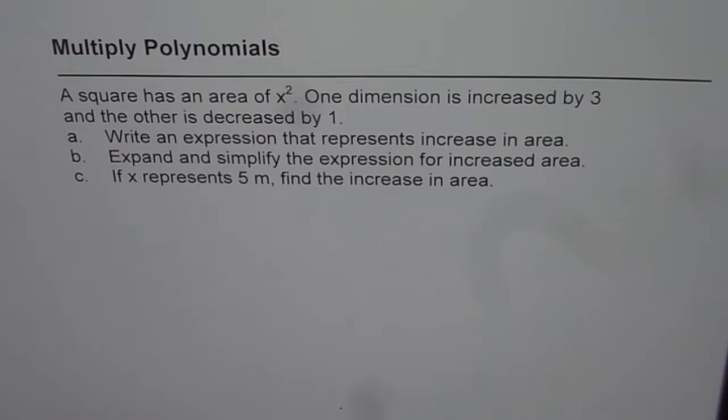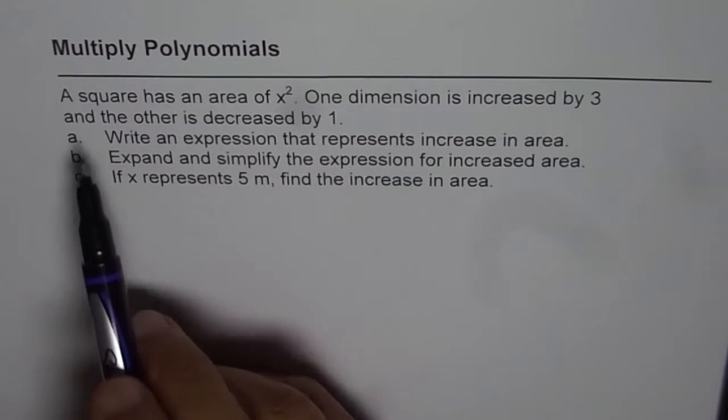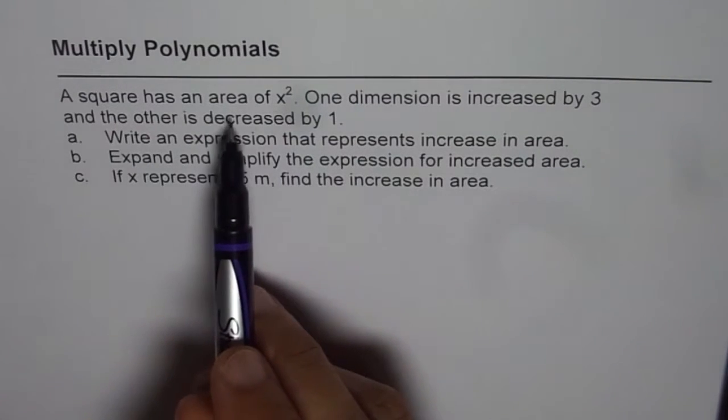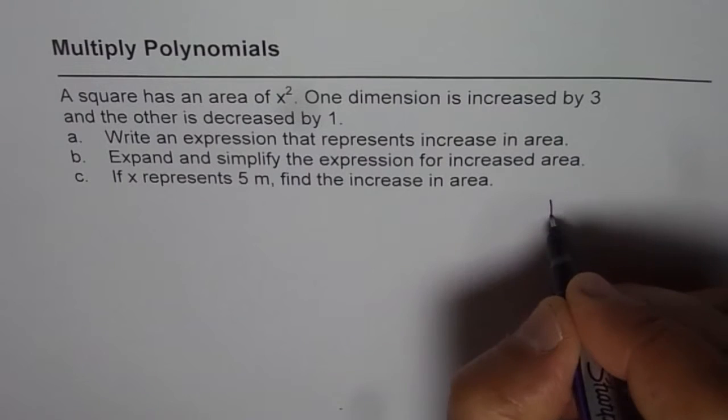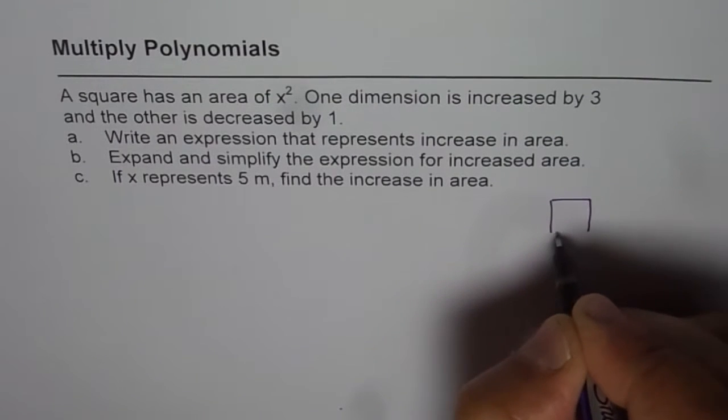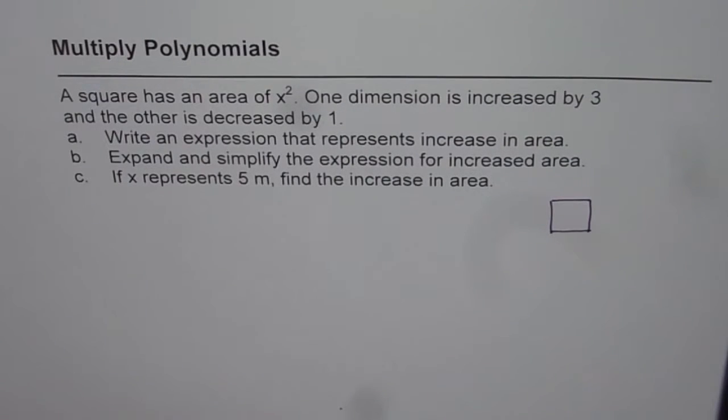Multiply polynomials. Here we have a thinking question. It says a square has an area of x square. That means we have a square like this, and the area of this square is x square. One dimension is increased by 3 and the other is decreased by 1.